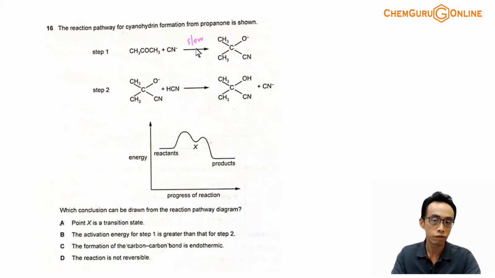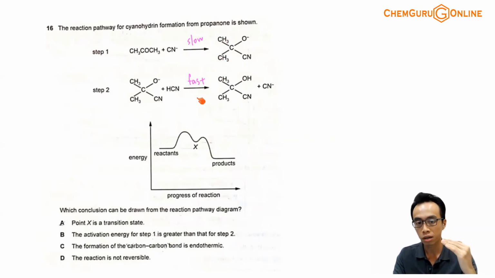We should be familiar with nucleophilic addition of carbonyl compounds. This step is supposedly the slow step. Then when you have an intermediate, it undergoes protonation to gain H plus from HCN to give me this product. This second step is actually the fast step. So we do know from organic chem that the first step is slow and the second step is fast.